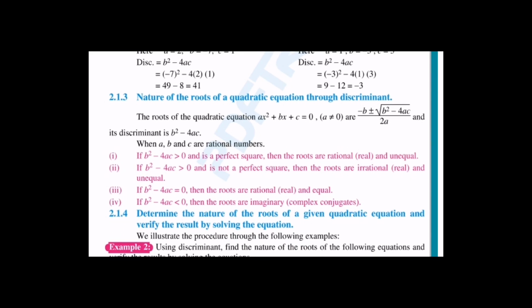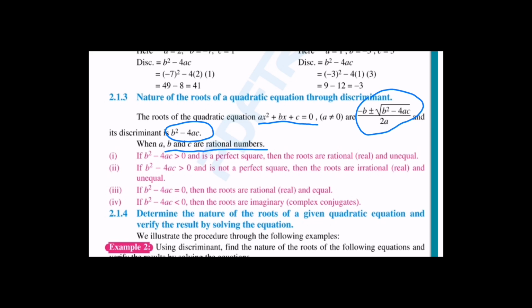Nature of the roots of a quadratic equation through the discriminant. The roots of the quadratic equation ax² plus bx plus c is equal to 0 are given by the quadratic formula, and its discriminant is b²-4ac. It means that the expression under the square root is called the discriminant. When a, b, and c are rational numbers, then we have to discuss the following 4 cases.